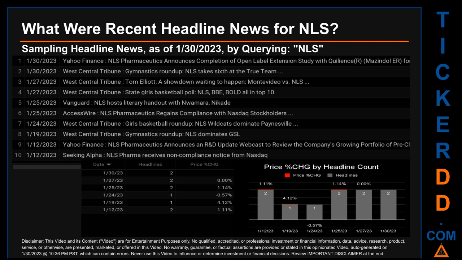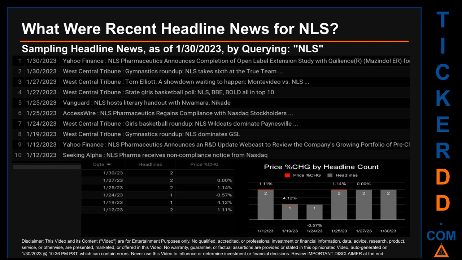Correlated or not, as it happened, the stock price for NLS on those publication dates respectively saw a jump of 0.00% along with a jump of 1.14% when comparing the day's opening versus closing price. The latest publication date of Monday, January 30, 2023, was actually the day with the highest percentage change in price. It saw a price jump of 4.12%.